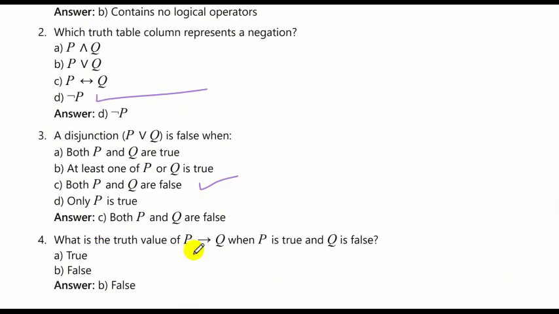What is the truth value of P implies Q, if P then Q, when P is true and Q is false? It is false. If P is true and Q is false, Q cannot be false. What it's trying to say is, if P is true, then it implies that Q will be true. Then Q cannot be false. So that is why the answer is false.